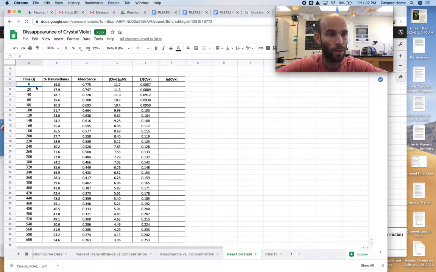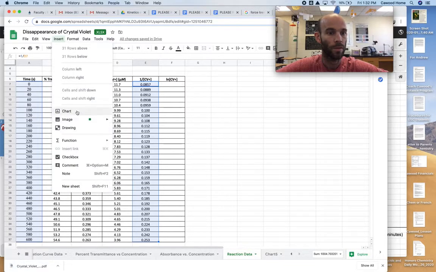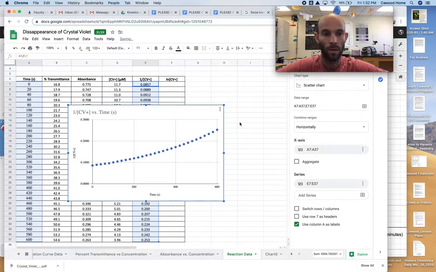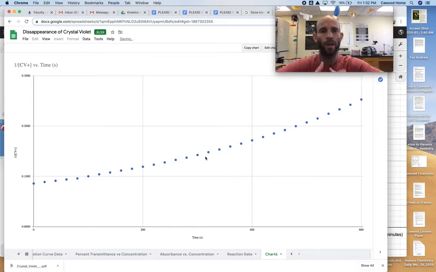Let's see what that looks like versus time. Is that going to be a line? Insert chart. And it is not a line. It's another type of curve moving upwards slowly and smoothly. Really pretty looking curve, but not a line.